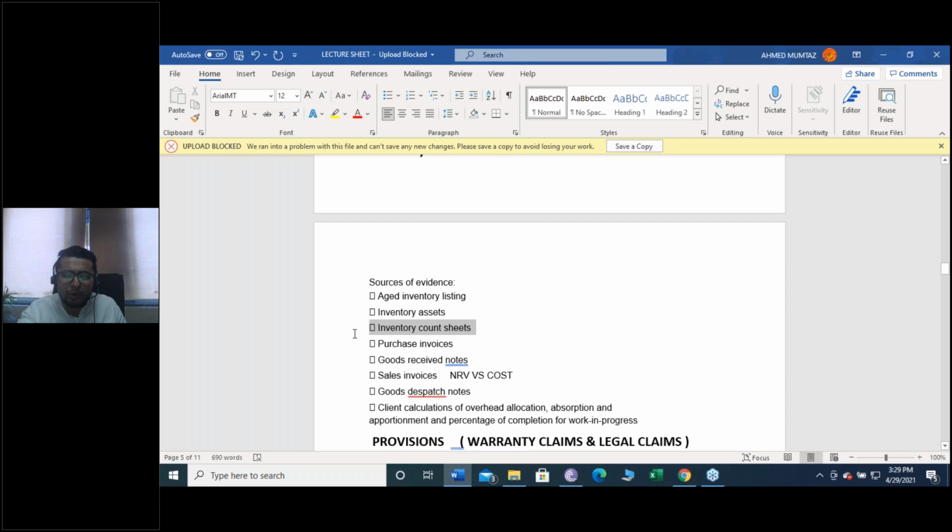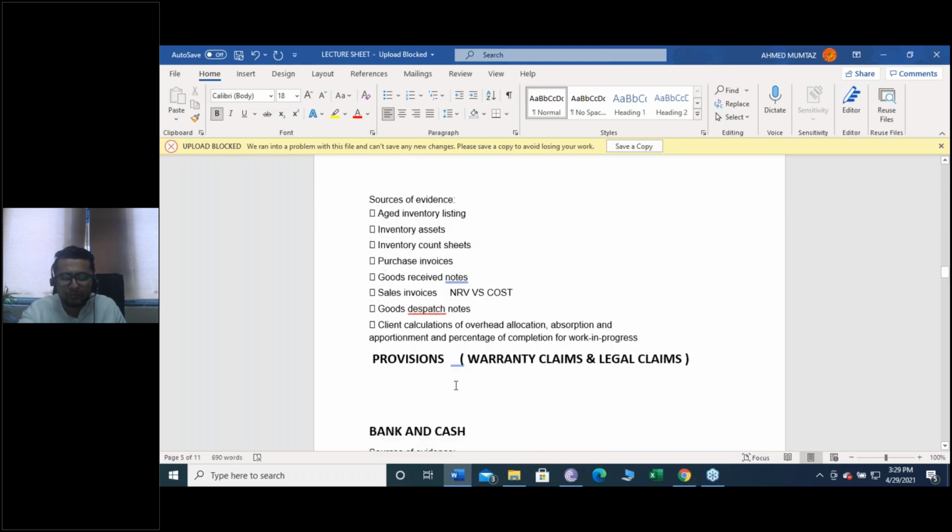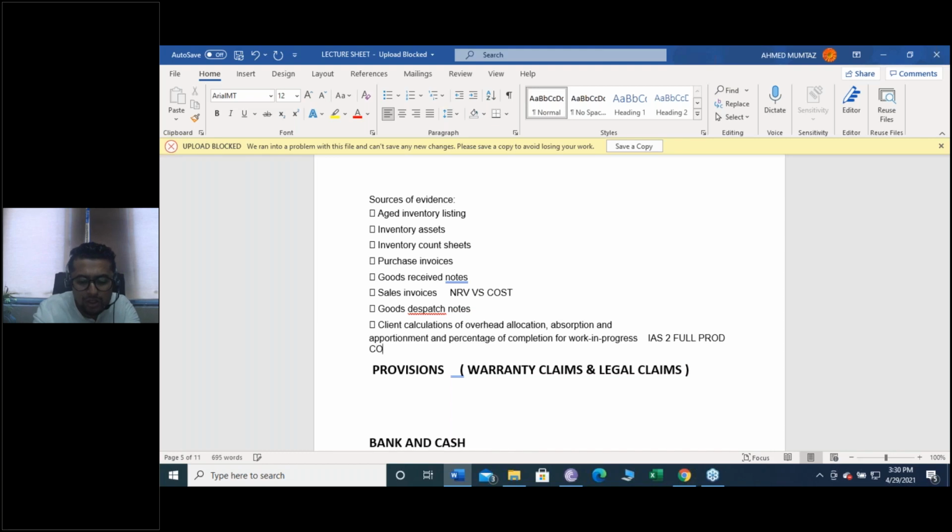Inventory count sheets will also help you in order to quantify the stock at the year end. You would like to get the breakdown of the cost per unit, and you would like to make sure no non-production items have been incorporated. What does IAS 2 say? Again, IAS 2 says that inventory should be valued at full production cost. So you cannot incorporate non-production items in it. Is this clear?